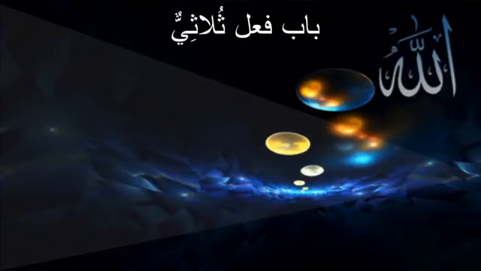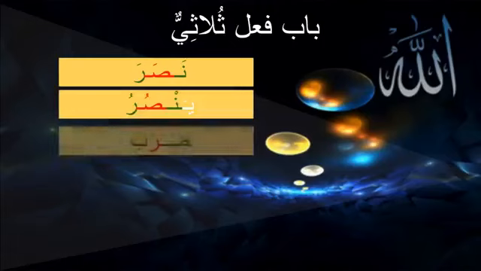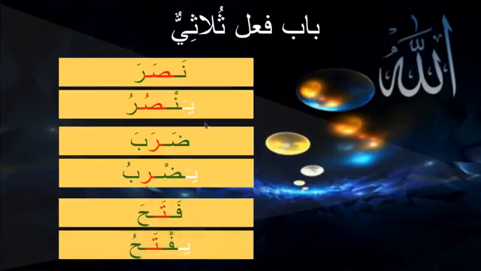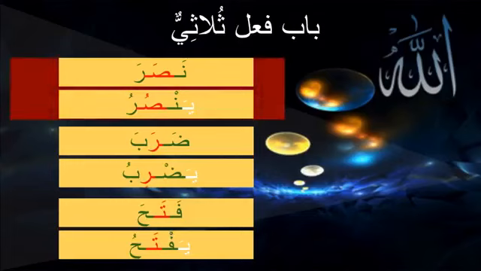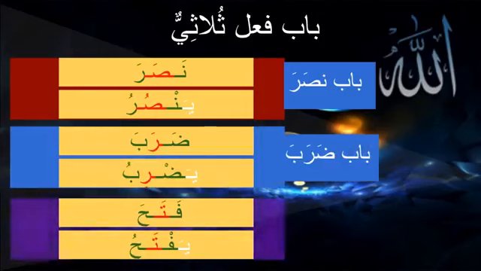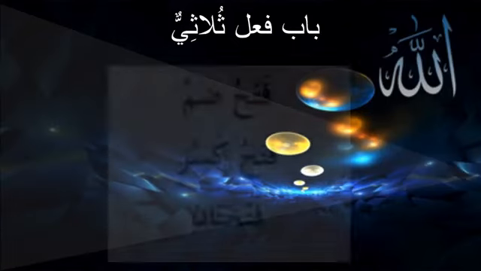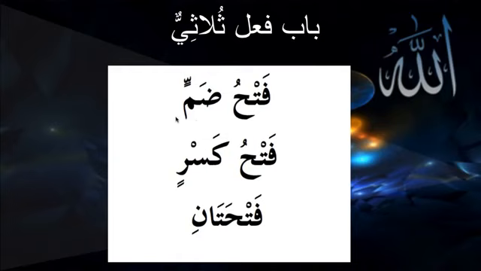So we've learned in our previous classes the 3 groups we have learned so far: Nasara, Yansuru; Daraba, Yadribu; and Fataha, Yaftahu, in which the Ain Kalima has a Fatha in Madi, and in Mudariya the Ain Kalima has Dhamma, Kasra, or Fatha. So these babs are called Bab Nasara, Bab Daraba, and Bab Fataha. We're going to do the rest of the 3 babs, inshallah, and the way to remember the babs is to get to know this small poem: Fathu Dammin, Fathu Kasrin, Fatahatani.